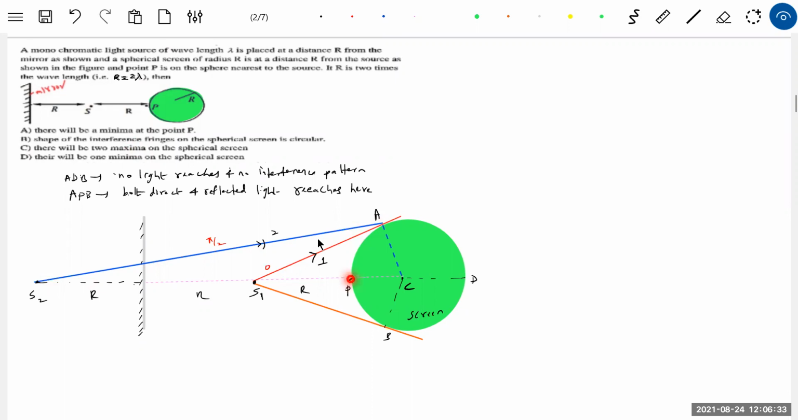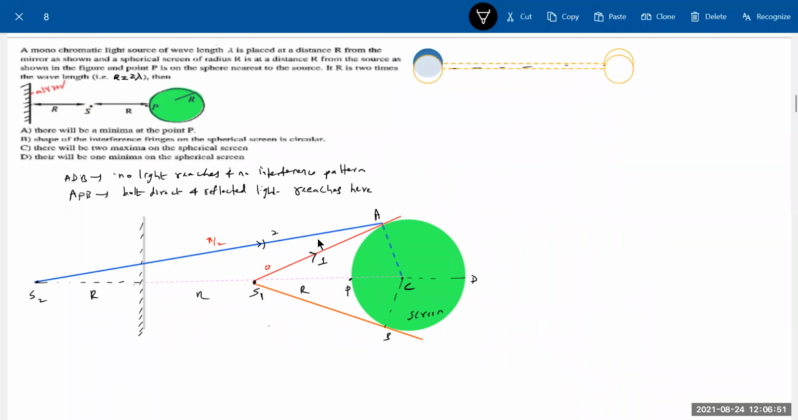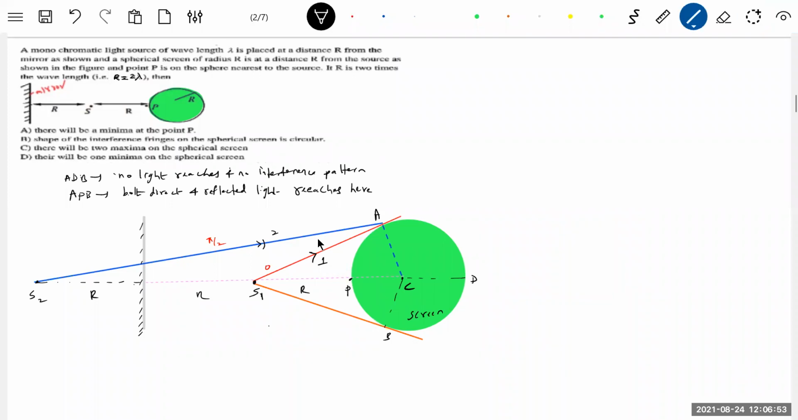Now what about point P? Let's focus on point P. Point P will get a direct ray. Another ray will go like this and return, it will come, no? So we'll do one thing for S2. For all these questions, I feel some time is needed, they cannot be solved within 2-3 minutes. This is S2, this is S1. So we get a direct ray.